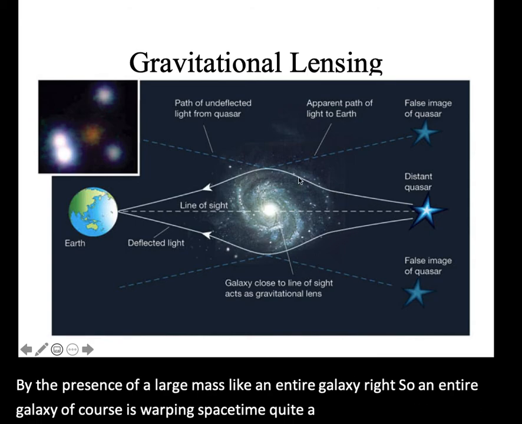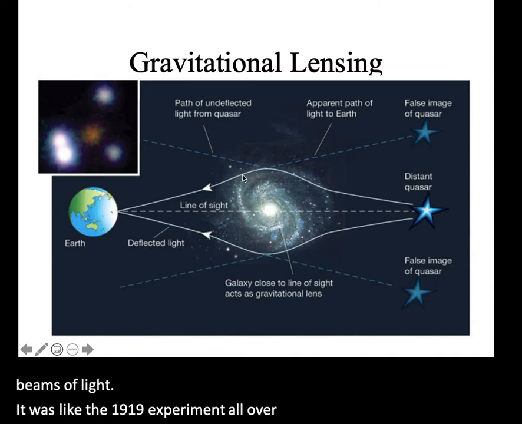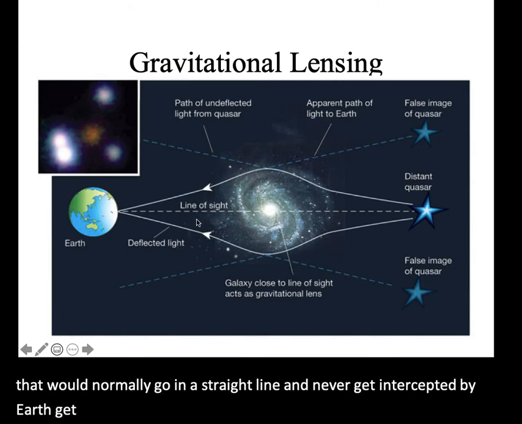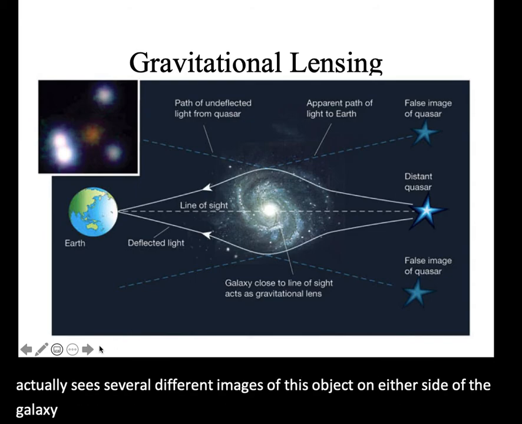And so these beams of light, it's like the 1919 experiment all over again, right? These beams of light that would normally go in a straight line and never get intercepted by Earth get curved around, right? Refocused, if you will. And so the telescope actually sees several different images of this object on either side of the galaxy and can stitch them together and make a new image.